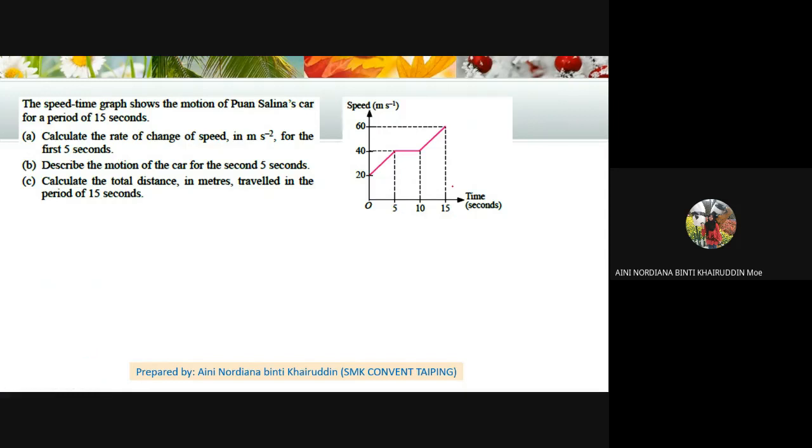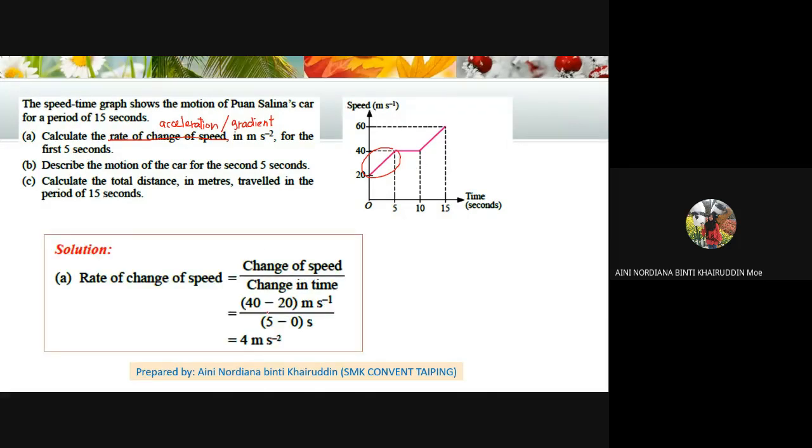Okay, first 5 second. Yang pertama ni lah. Okay, rate of change of speed tu adalah gradient. Jangan tersilap pula nampak speed kat sini, ingatkan dia nak speed. No. Rate of change of speed adalah acceleration ataupun gradient. Okay, so cari gradient ni, dia nak gradient. So 40 minus 20 divide by, ini dia punya tinggi dia, 40 minus 20 divide by 5 minus 0. So answer 4 meter per second square.